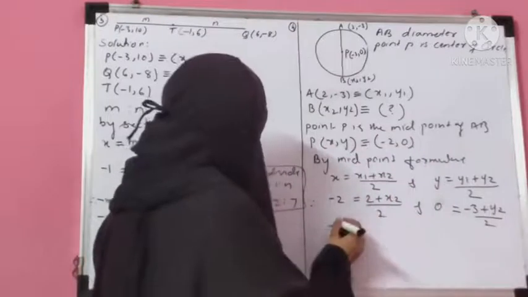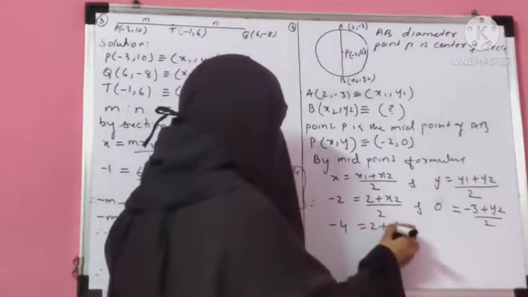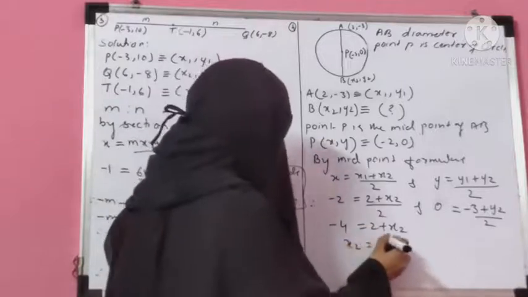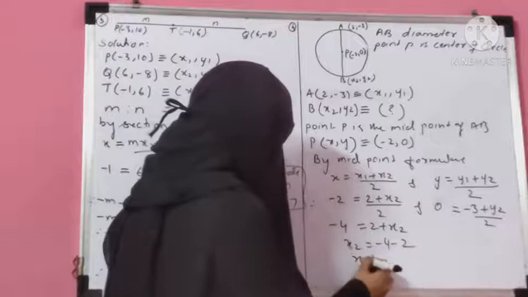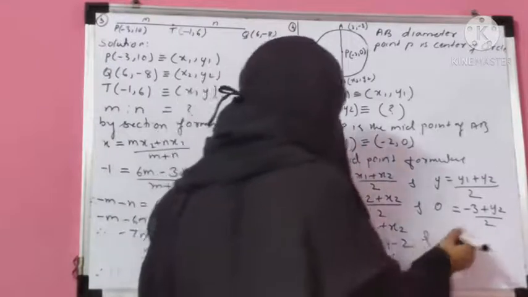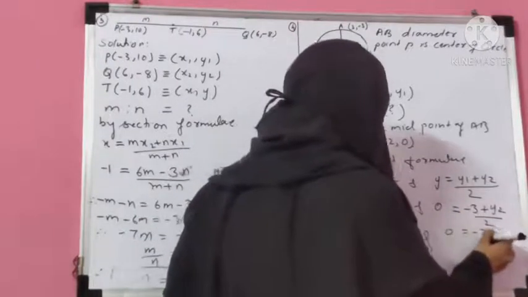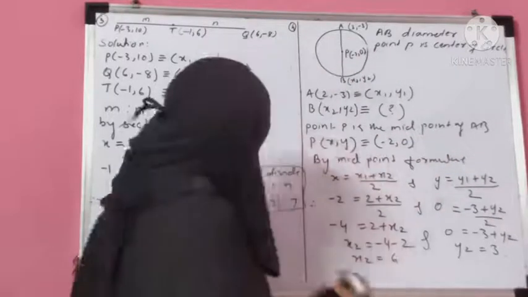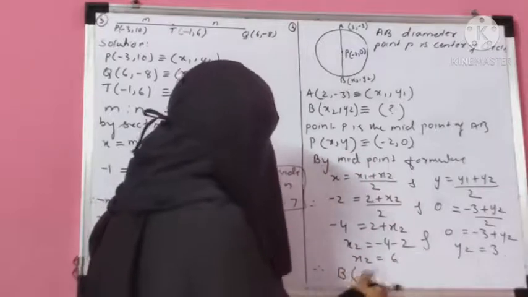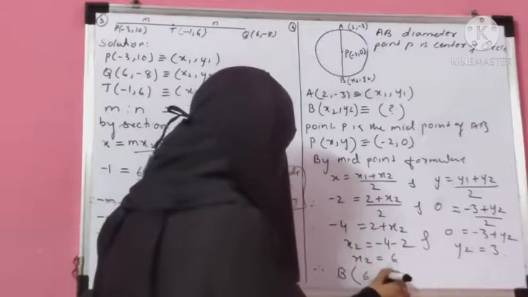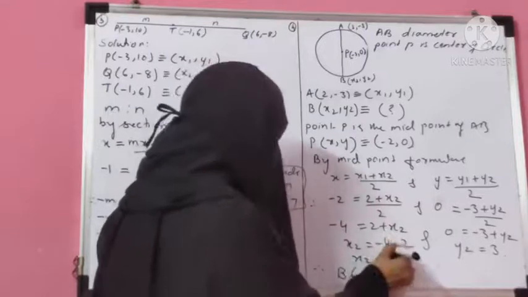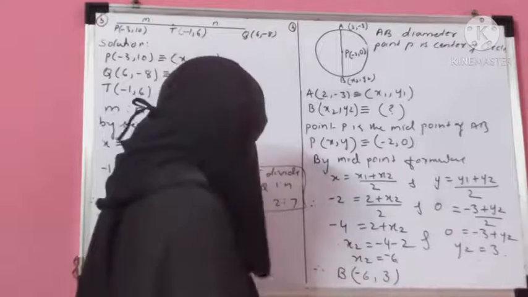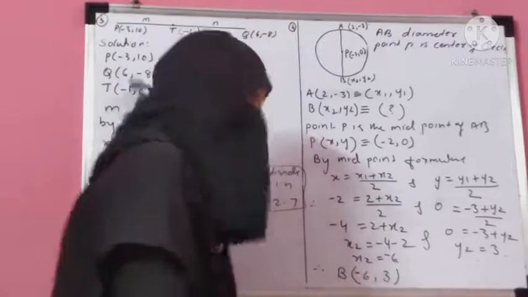Now 2 twos are -4, equal to 2 plus x2. The 2 here in plus comes in minus. So x2 is equal to -4 minus 2. x2 is equal to 6. Now here 2 zeros are 0, equal to -3 plus y2. So y2 is equal to 3. So therefore the coordinate of point B is 6, 3. Sorry, minus 6. -4 minus 2 is -6. The coordinate of point B is -6, 3.